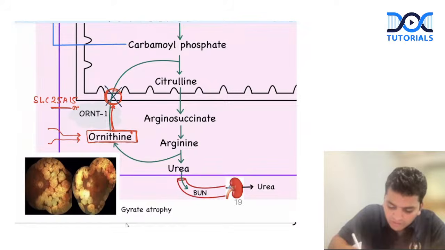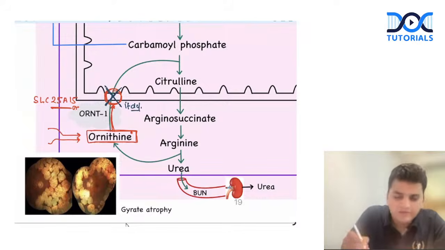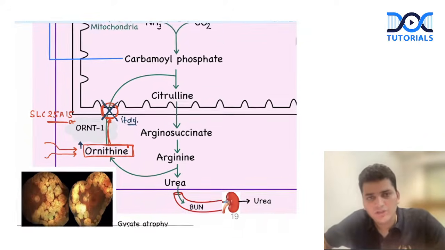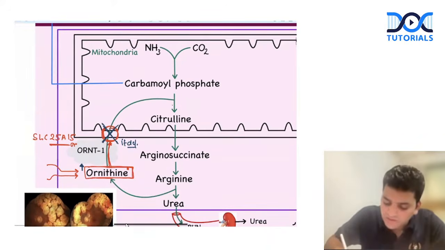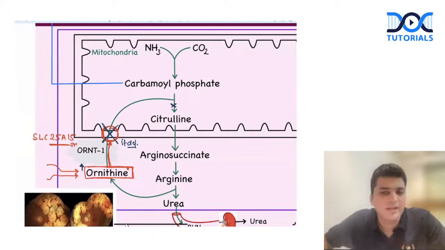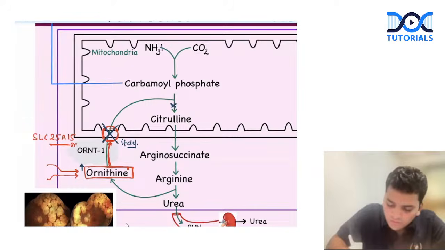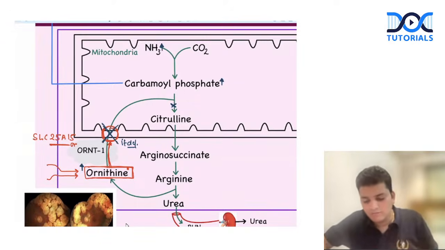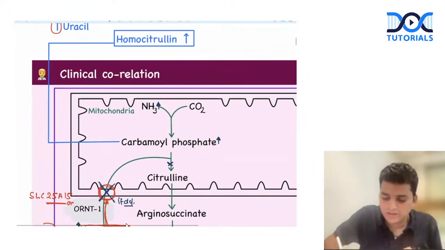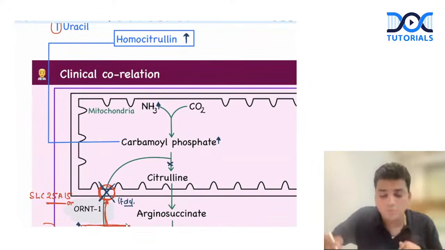If there is a defect in the ornithine transporter 1, if it is defective, the ornithine will not go in and the ornithine will increase. The ornithine will start increasing in the cytoplasm. Along with that, because the ornithine is not able to go inside, the urea cycle can't work. This reaction cannot happen. The ammonia is going to increase. The carbamoyl phosphate is going to increase, but it can't convert into citrulline because the ornithine is not going in. And this carbamoyl phosphate will convert into a special molecule, that is homocitrulline. And the homocitrulline will increase.